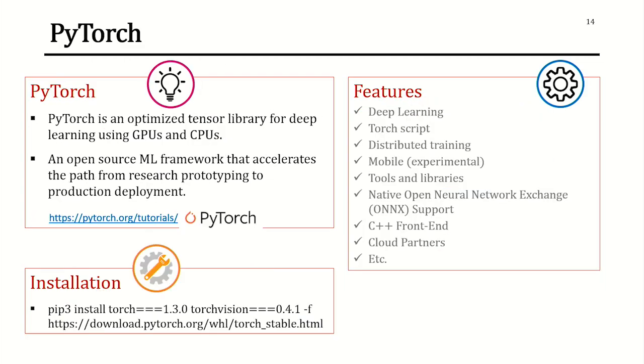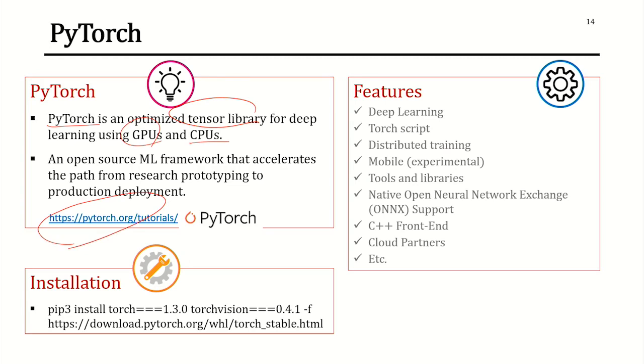So next we come to PyTorch. PyTorch is an optimized tensor library for deep learning using GPU and CPU. For most deep learning, we recommend that you have GPU support, because compared to a GPU, you may take much more time to perform some ML tasks using the CPU. It is an open source machine learning framework that accelerates the path from research prototyping to production deployment. To access the PyTorch official documentation, you can use this link.